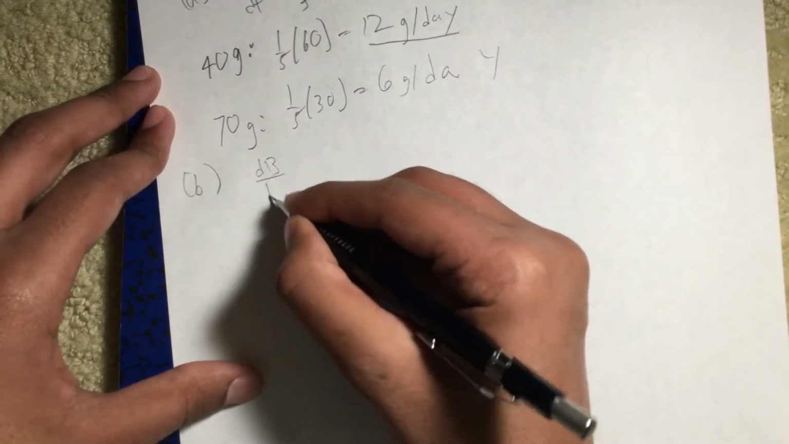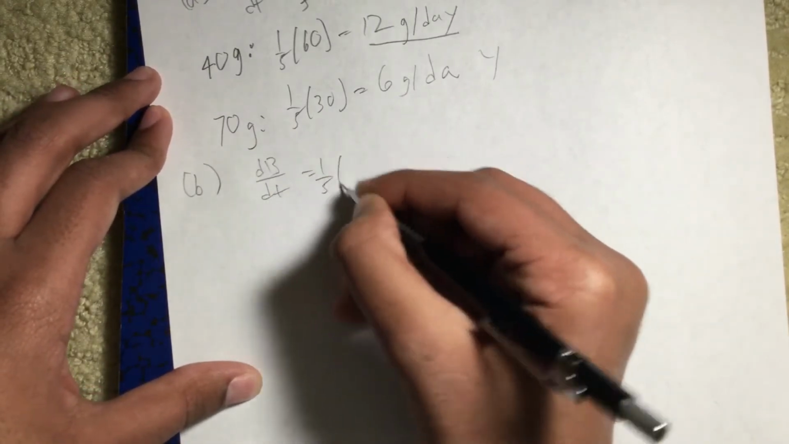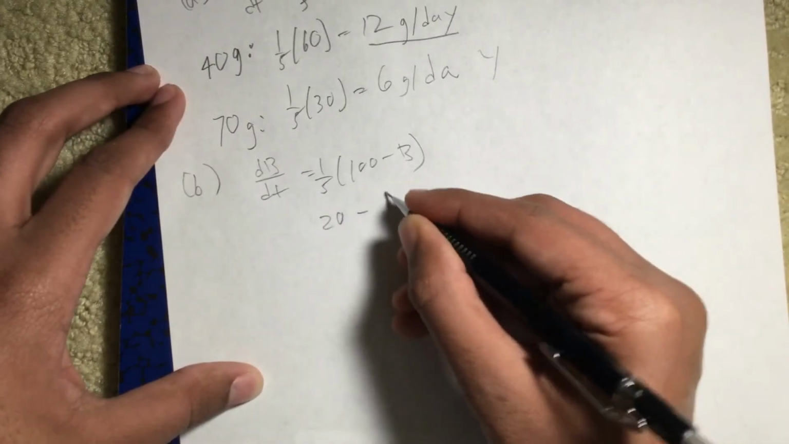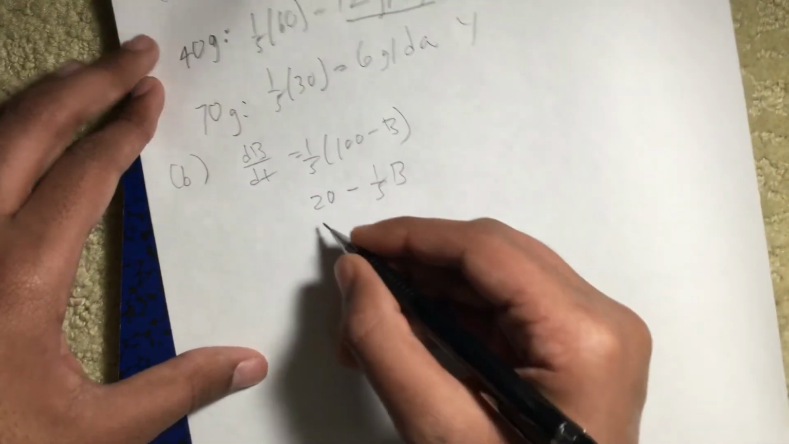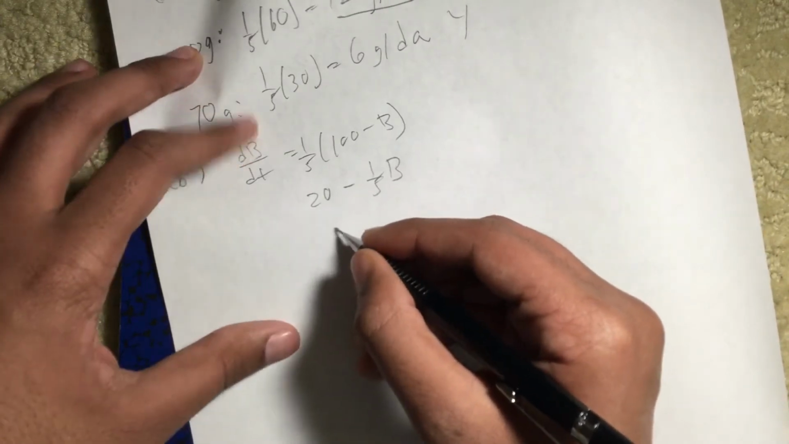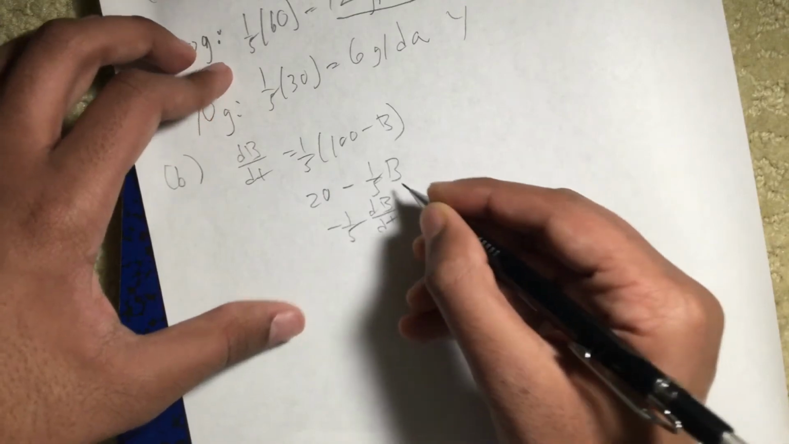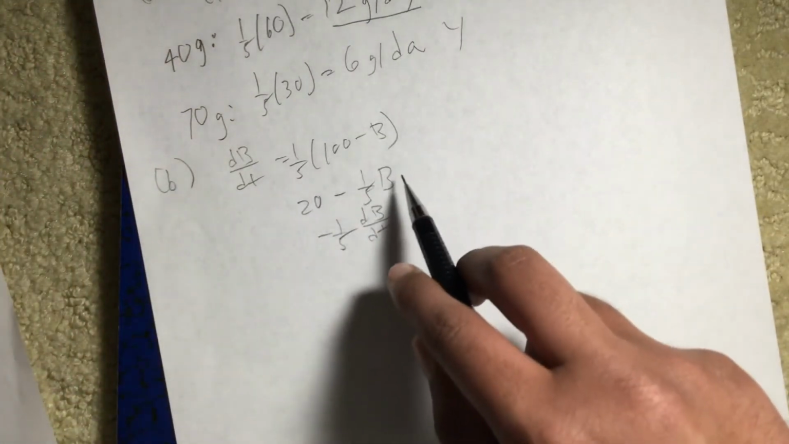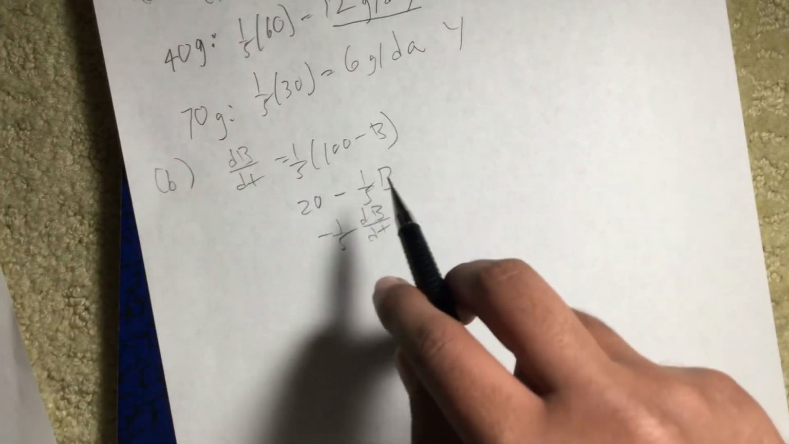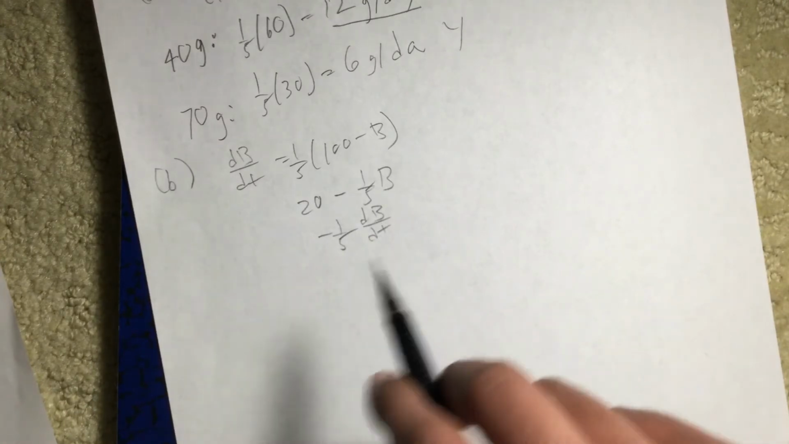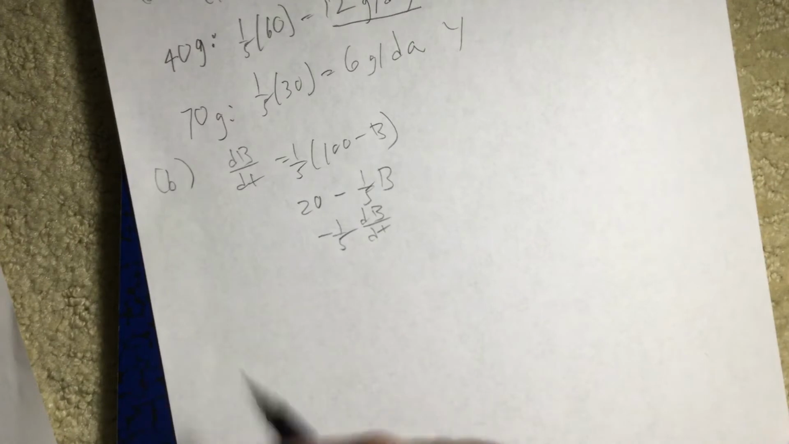So again, let's write down dB over dt is equal to 1/5 times 100 minus B. Let's just make this a bit more simple and multiply that out. If we take the derivative of that, then we get negative 1/5 dB over dt. And that's a common error. People might forget that when you take the derivative, you actually have a dB over dt there. And the reason why is because we're taking the derivative with respect to t rather than with respect to B.